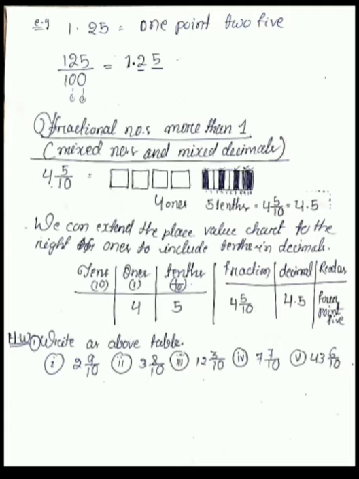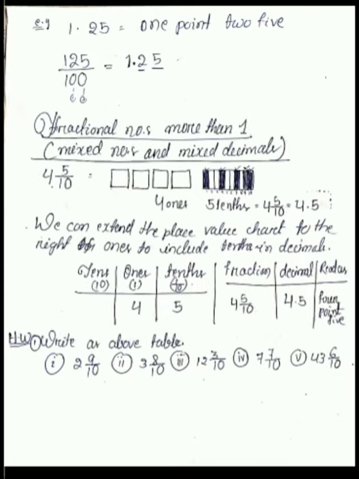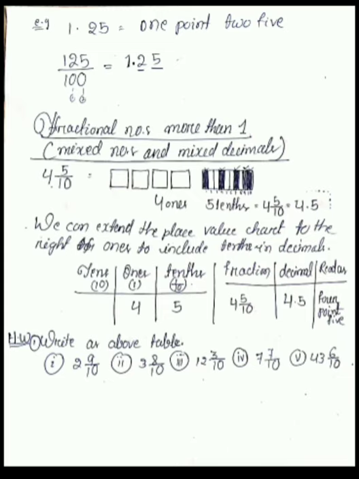Okay. Now students, fractional numbers more than 1. That is mixed numbers or mixed decimals. How do you have to write a mixed fraction as a decimal number? Just see, 4 whole 5 by 10. So 4 ones and 5 tenths. 5 by 10 means 5 tenth. Okay. 4 ones and 5 tenth.